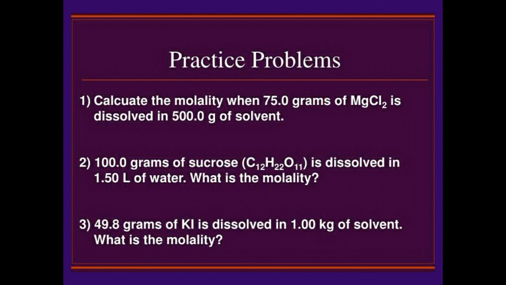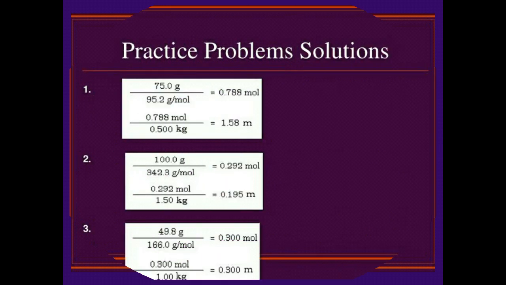49.8 grams of potassium iodide. Again the mass of solute is given to you. You will have to calculate the number of moles first. It is dissolved in 1 kilogram of solvent. Then the mass of solvent is already given to you, that too in kilograms. Divide the number of moles by the mass and you will get the answer.